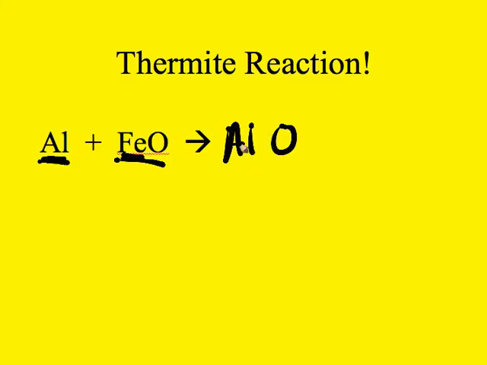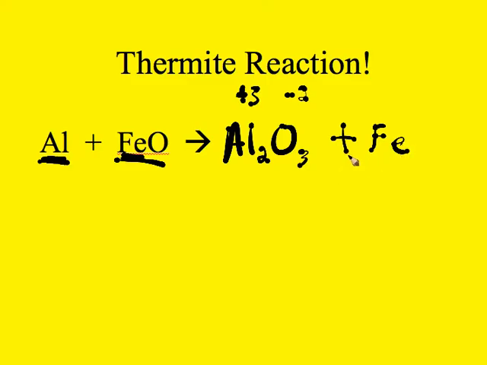But remember, this is an ionic compound. So since it's an ionic compound, I still need to make it neutral. So I have a +3 here, and I have a -2 here. If I crisscross those charges, one product will be Al2O3. The other product is going to be the iron that got kicked out. So that is my other product. So I can make pure iron with this reaction.